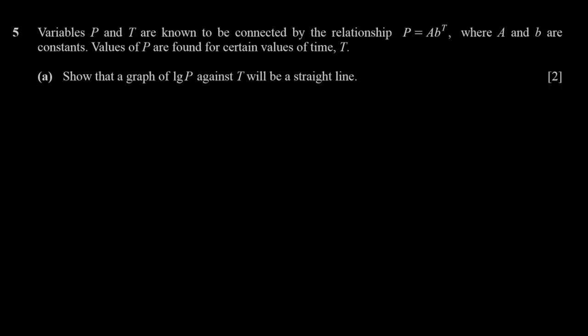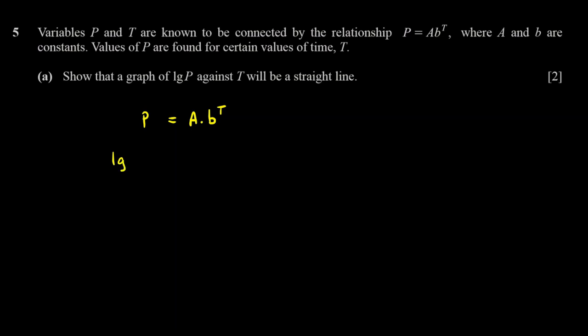Okay, so we're now in question 5. We've got the variables p and t, which are known to be connected by the relationship p is equal to ab to the power t, where a and b are constants. The values of p are found for certain values of time t. We want to show that the graph of log p against t will be a straight line. All right, then what we're going to do is start with p is equal to a times b to the power of t. And what we always do basically is we log both sides.